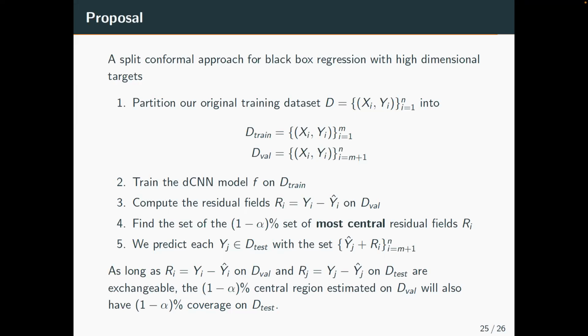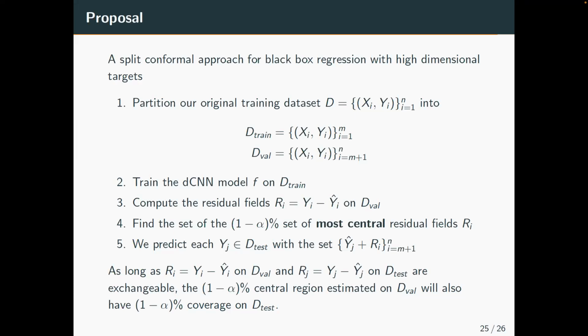And so this is going to give us essentially a set of n minus m fields. And what we want to do is find the 1 minus alpha % set of most central fields. So whatever the fields are that are closest to the center of the distribution. So we have some distribution of, I should have put a picture here, we have some distribution of fields. We want to find the ones that are closest to the centroid. And there are many techniques for trying to do this. We are currently working on a data depth based technique, which essentially will treat these fields as functions and try to find the set of most central functions. So this can be done. Just take my word that this can be done.